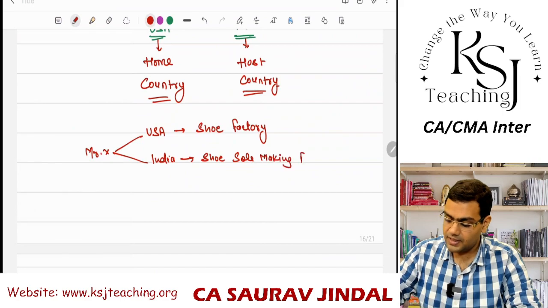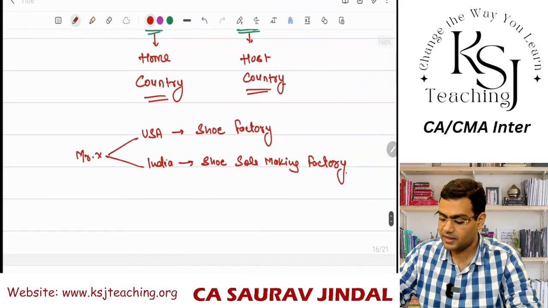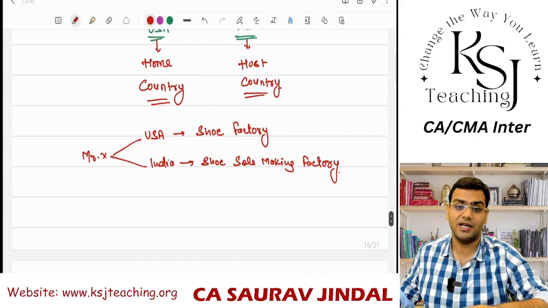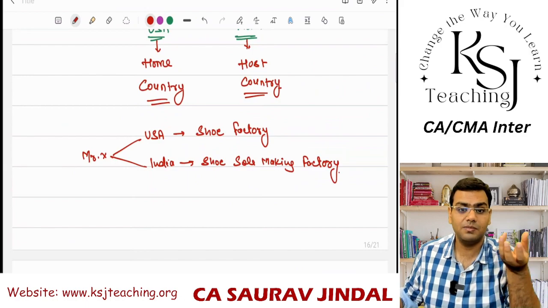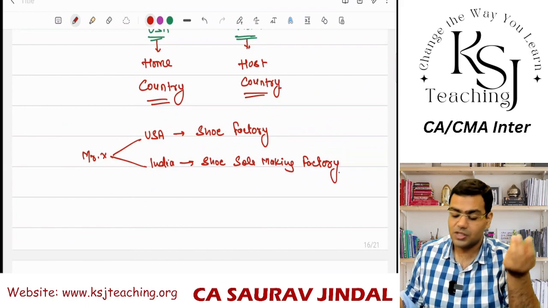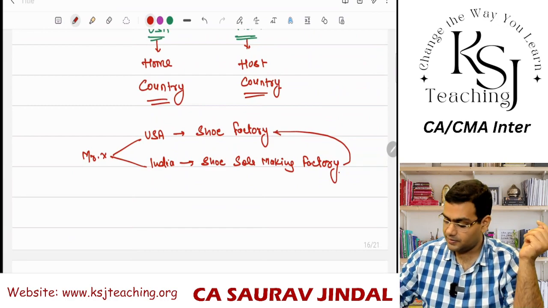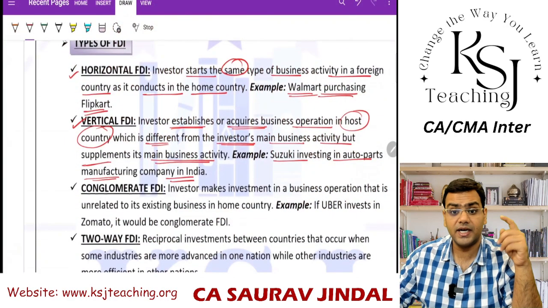So this Mr. X in USA, his main core business is not the sole making, right? That is shoe making, but he invested in India in a sole making factory, not a shoe making factory. Only he was making the soles for the shoes so that this business can aid his main business in the home country. That is known as vertical FDI.